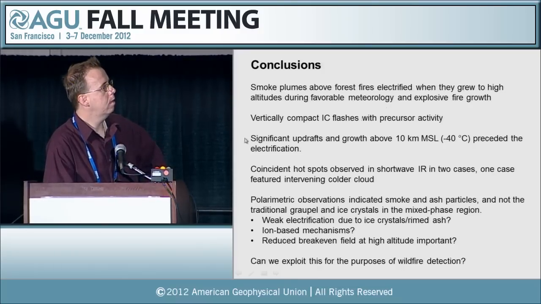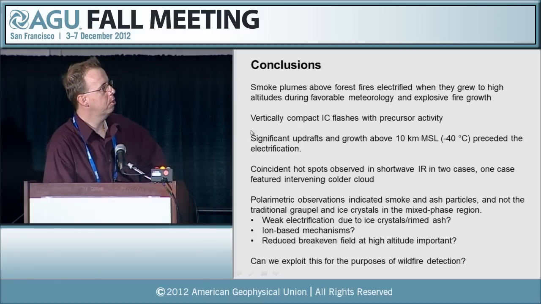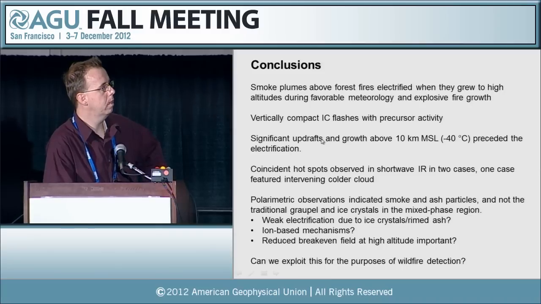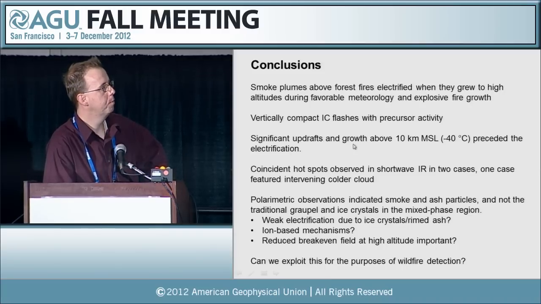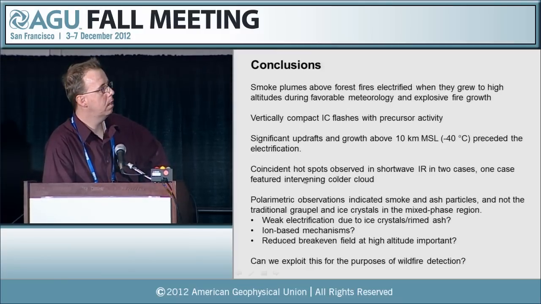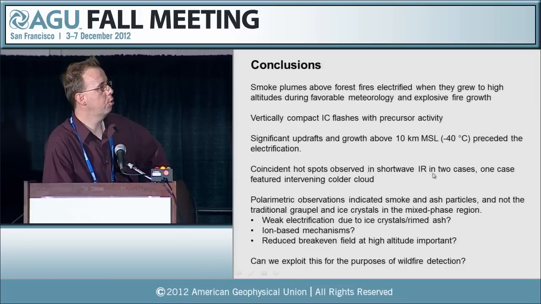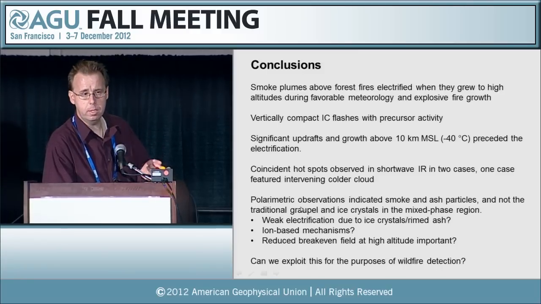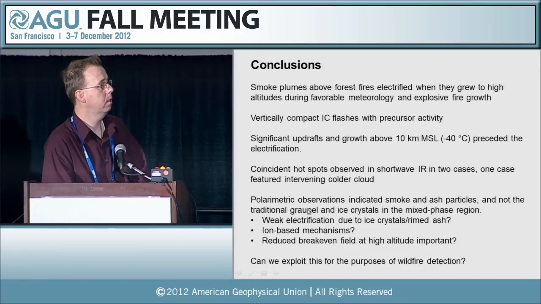When we had dual Doppler information, it showed significant updrafts, several meters per second, and that's probably an underestimate, and growth above 10 kilometers MSL before things electrified. And we often saw coincident hotspots in the shortwave IR, although one case showed intervening colder cloud. The polarimetric observations do not support the inference of graupel in these storms.